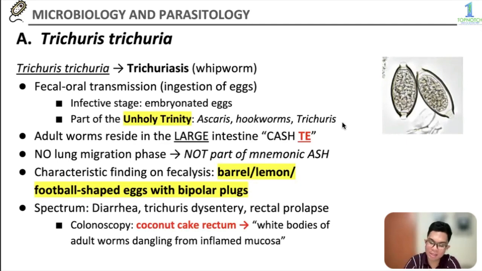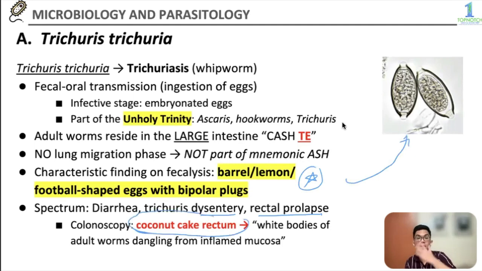Okay? And the characteristic finding on fecalysis is your barrel or lemon or football-shaped eggs with prominent bipolar plugs. Okay? So it can cause dysentery, rectal prolapse, kasi inflamed yung mucosa ng rectum and colon. And it has a coconut cake rectum when on colonoscopy kasi you see the small white bodies of the adult worms dangling from a reddish inflamed mucosa. Okay? Kaya siya mukhang coconut. Okay.